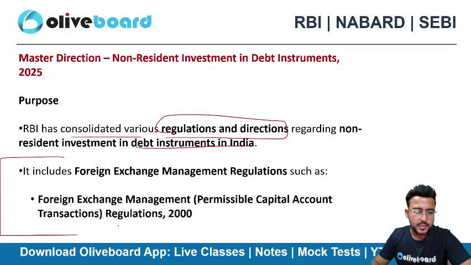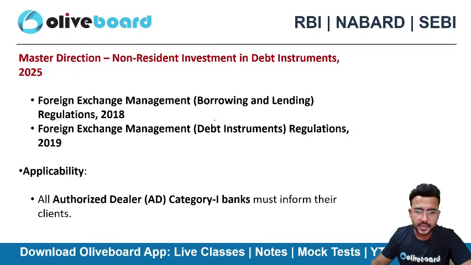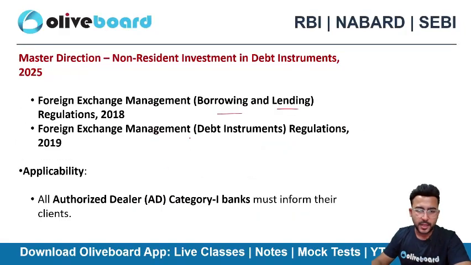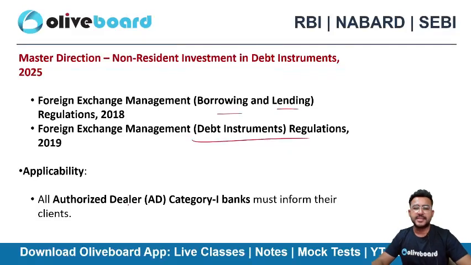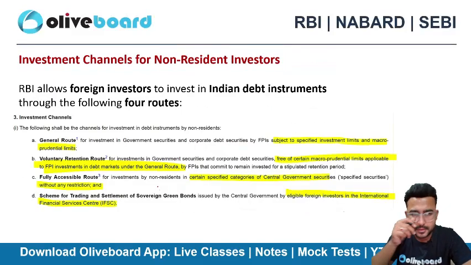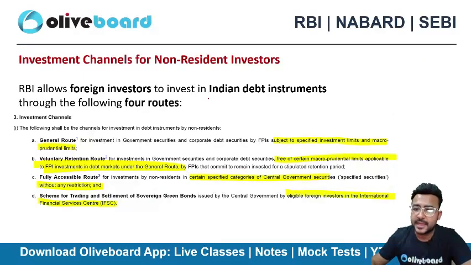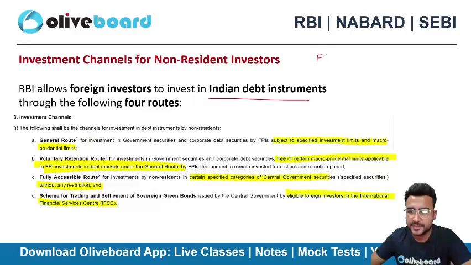And these two directions we can see, related to borrowing and lending, related to permissible capital account transactions, they all are impacted here, debt instruments and all, right? Applicability: all the authorized dealers category 1 bank must inform their clients about the same. The RBI allows foreign investors to invest in Indian debt instruments. So if I am a foreign investor, then definitely I can invest in the Indian debt instrument.